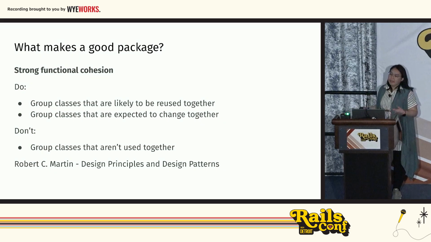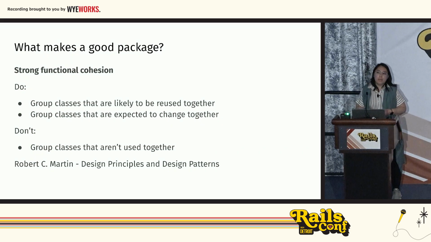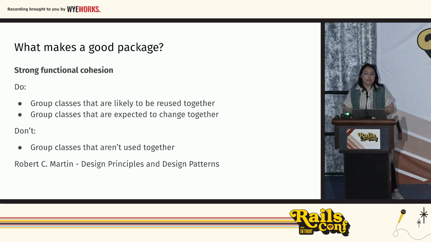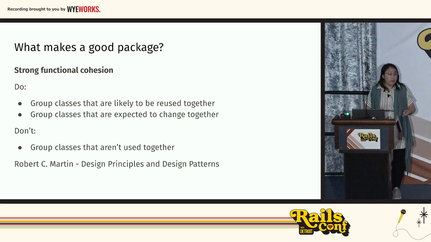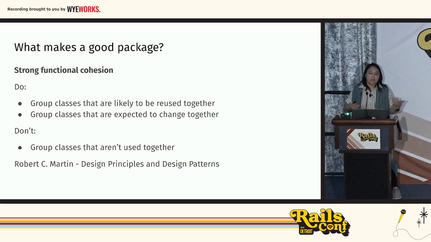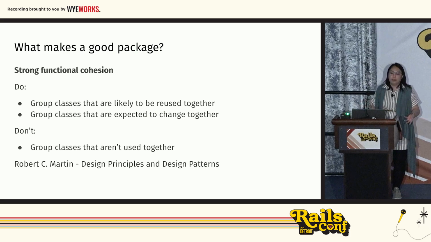But to do this, you really have to ask yourself, what makes for a good package? Robert Martin has some well-respected guidelines that are built around the idea of strong functional cohesion. This looks at the function of code and says that we should group classes together that are likely to be reused together, or if we add a feature, these are the classes that would likely change together. And on the flip side, don't group code that is not functionally related. And I think all of that makes a lot of sense.